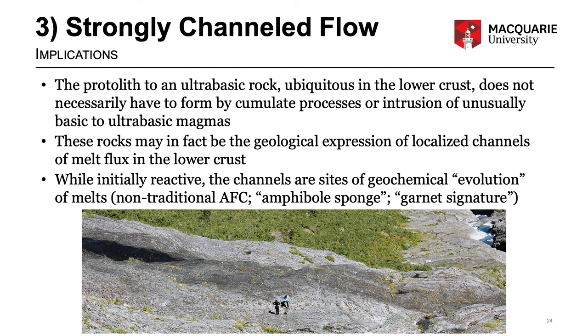I think one of the key features of this particular part of the study is that when we see an ultra-basic rock in the field, which are very common in the lower crust, it doesn't necessarily mean that they formed through a cumulate process or an intrusion of some sort of basic to ultra-basic magma. These rocks, I think, are in fact the geological expression of localized channels of melt flux in the lower crust. I think these are the key sites where melt has moved up through the crust.